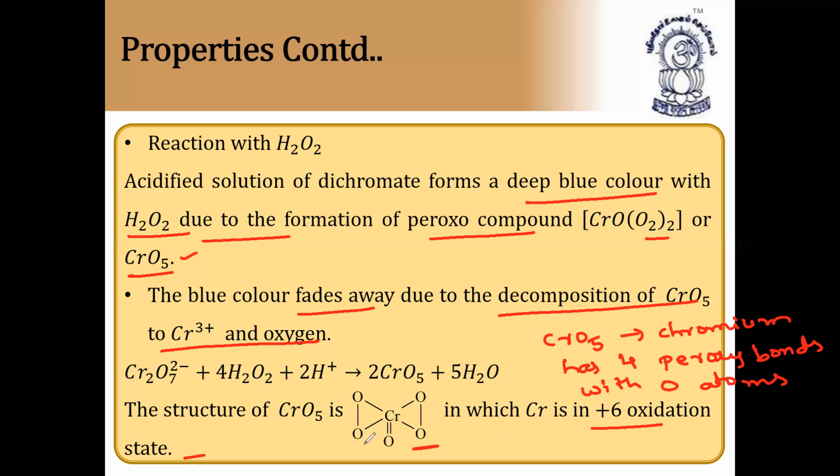Actually, if you take -2 oxidation state of oxygen, it will come to +10. +10 is not possible, only +6, because due to the presence of peroxy bonds, chromium has 4 peroxy bonds with oxygen atoms. So that's why in CrO5 it is +6 oxidation state.